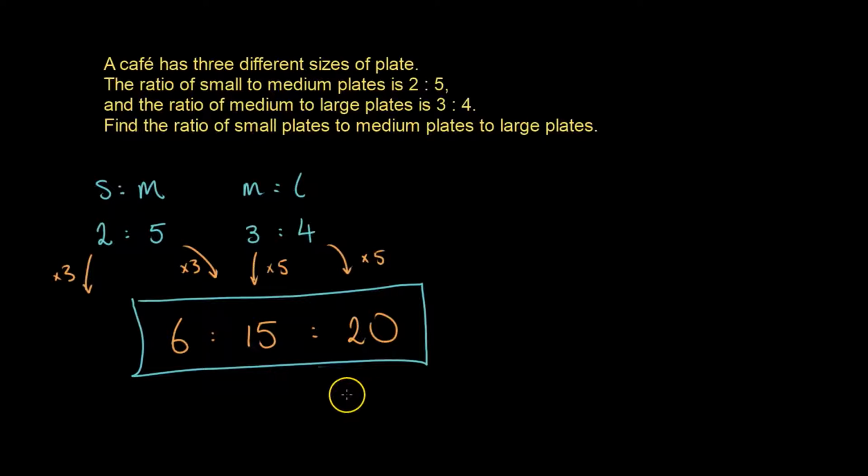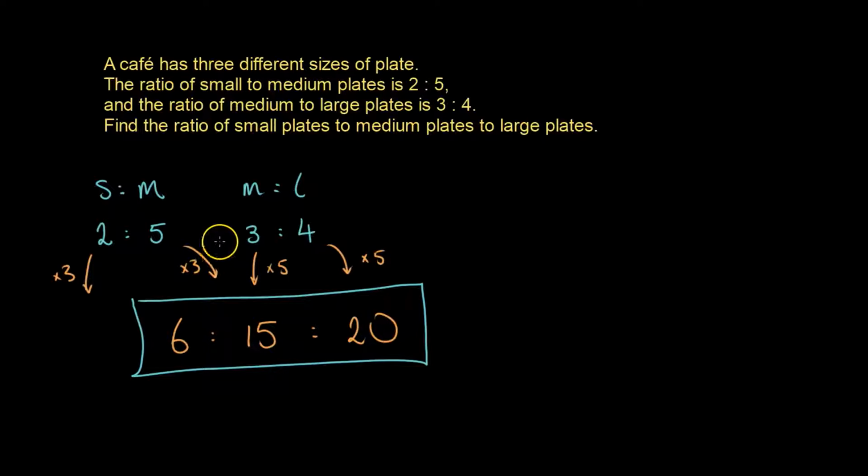So I could say that the relationship between small plates and large plates was 6 to 20. I could say that the relationship between medium plates to large plates was 15 to 20. And I could say that the relationship between small and medium was 6 to 15. So all of these ratios here can be cancelled down and simplified back into the original form we were given. But only in this situation, where the middle number is 15, can we equate small and large plates in ratio form.